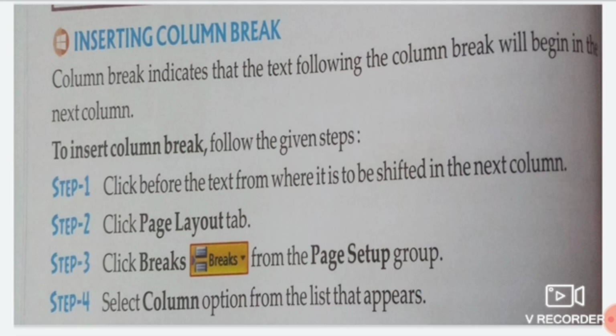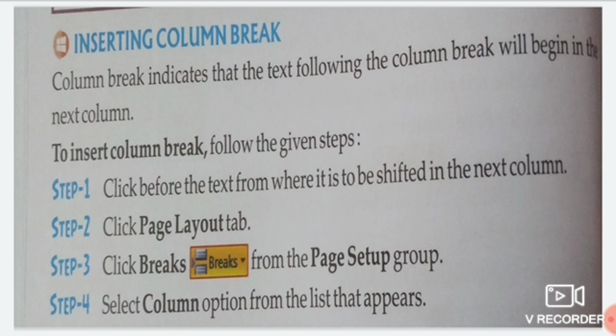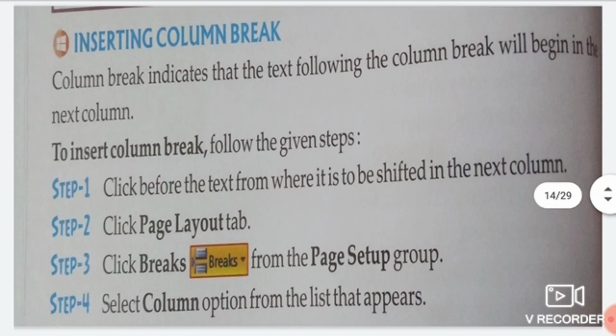As you are on the first column and you want to switch to the next column, you need to perform the column break. To insert the column break, you need to follow some steps. Click before the text from where it is to be shifted to the next column. If you have already written the text, you need to follow these steps. After one line, after one text, you want to shift it to the next column. So just place the cursor on that position and go to the Page Layout tab, and from the Page Setup group, click on the Break option. In that Break option, you choose the column break.